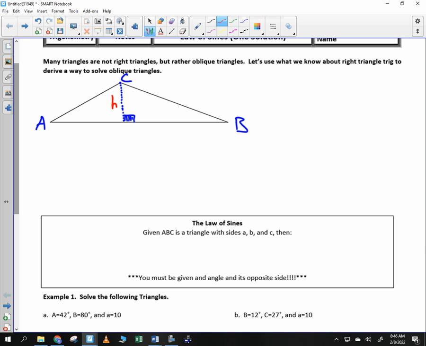Why don't you do this? Otherwise you'll be lost with this. If we've got angle A there, we're going to have side A over here. And if we have angle B over here, we have side B over here. And then this is going to be side C. And what I'm going to do is try to write an expression that uses different parts of the triangle, including H.